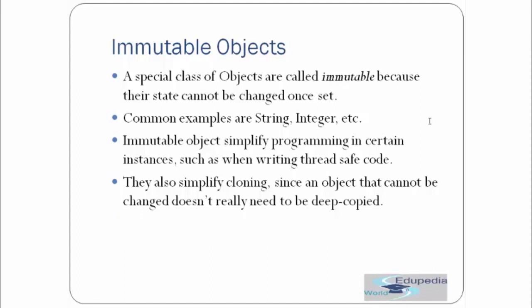Immutable objects simplify programming in certain instances, such as when writing thread-safe code. Because when you write thread-safe code, you need objects that are immutable so that their state cannot be changed, and thus immutable objects make your code thread-safe. They also simplify cloning, since an object that cannot be changed does not really need to be deep copied. So even if you are doing a shallow copy on an immutable object, there still won't be a problem because it cannot be changed.